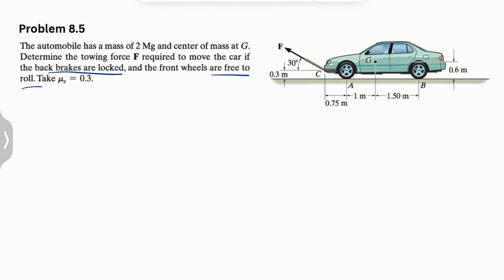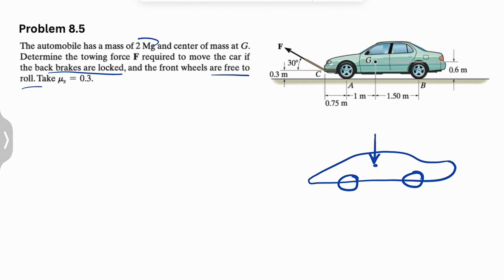So let's draw the free body diagram as the first step. We'll say this is our car. Try not to make the car or your free body diagram too fancy. We obviously have the weight, the mass 2 megagram, which is going to be 2000 kilogram, and we multiply it by g, and that gives us the force in newtons. We have the force F, which is our unknown. It makes 30 degrees with the horizontal.